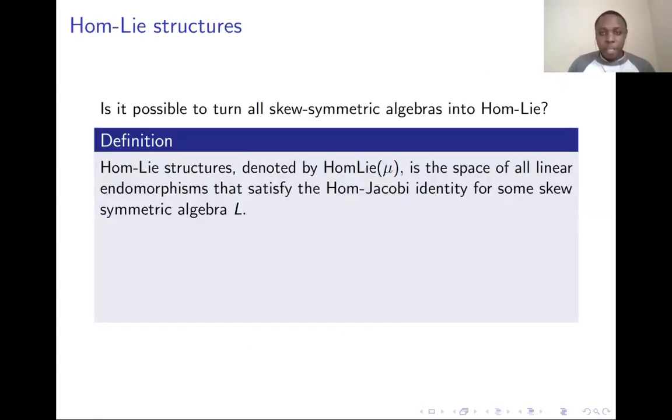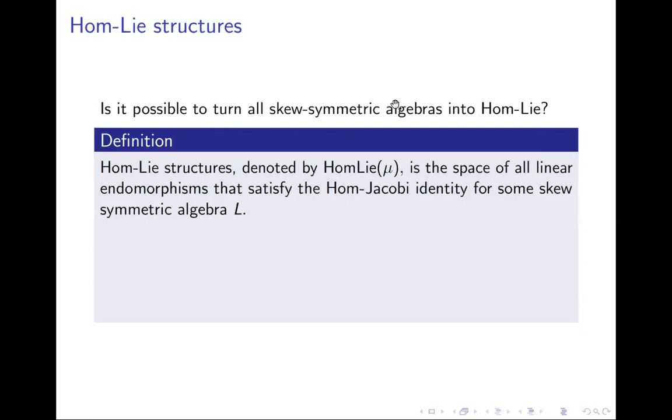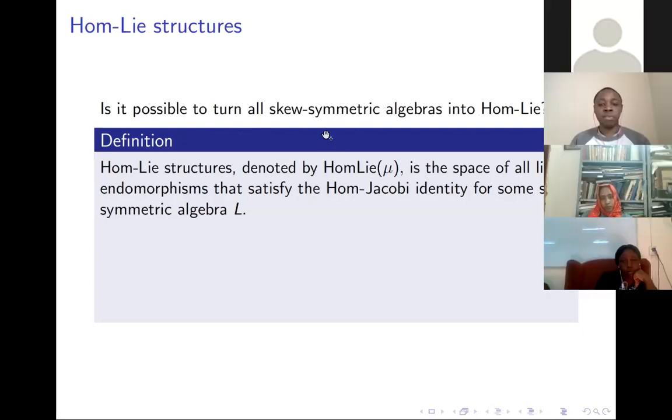Okay, so the next question that comes up: we have seen the way we define our Hom-Lie algebras is that you start, the first property is skew-symmetry, and then the next property is the Hom-Jacobi identity. But now we can ask, can we always achieve the Hom-Jacobi identity? Because an algebra that does not satisfy the Hom-Jacobi identity, but only satisfies the skew-symmetric condition, is known as a skew-symmetric algebra. So can we turn them into a Hom-Lie algebra by making them satisfy the Hom-Jacobi identity?